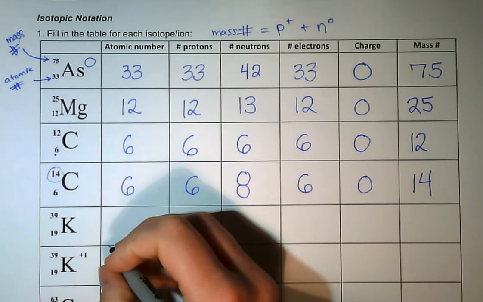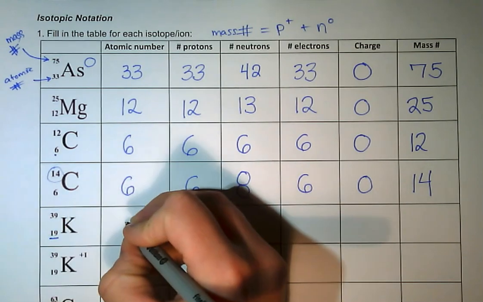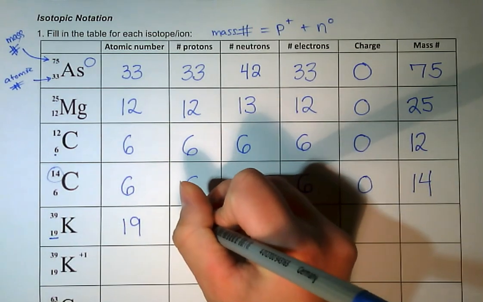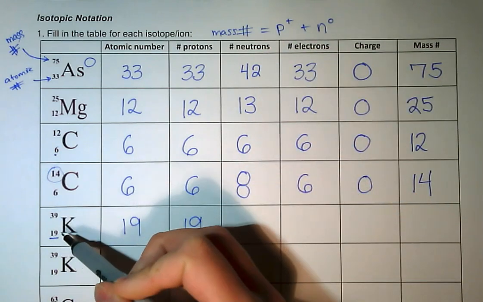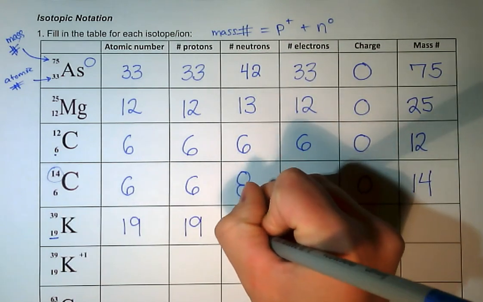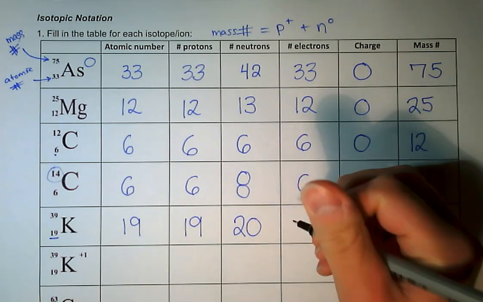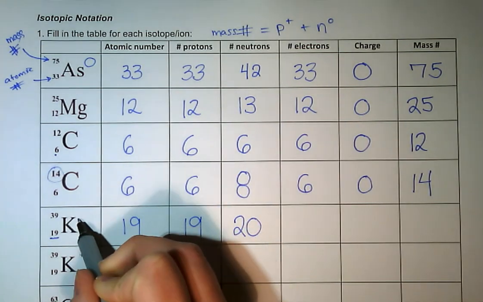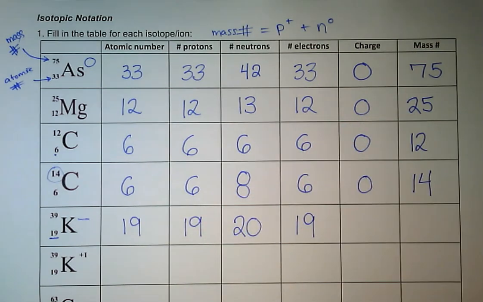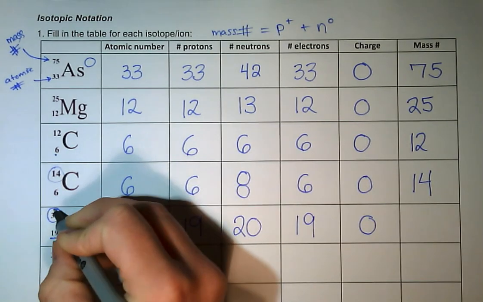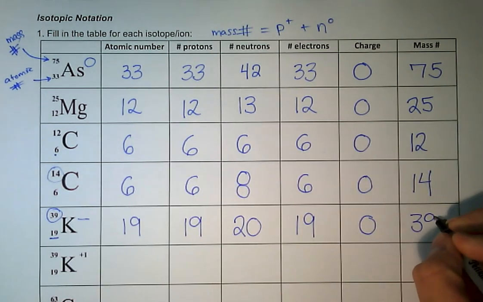Next we have potassium, whose atomic number is 19. That means it has 19 protons. To figure out the number of neutrons, we do 39 minus 19, so that gives us 20 neutrons. Our number of electrons, there's no charge, so we know it must equal our number of protons. So that's also 19, charge of 0, and our mass number is at the top, which is 39.